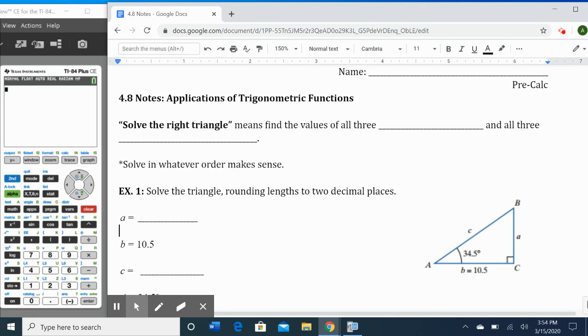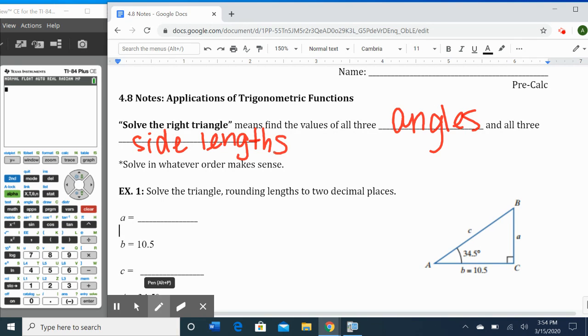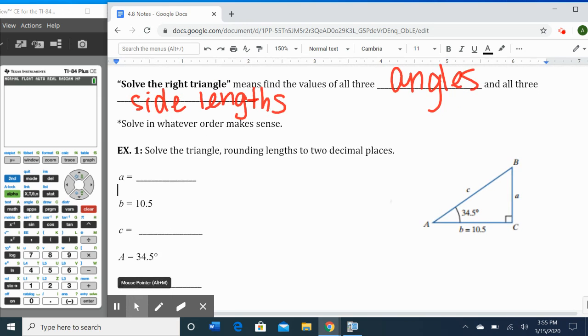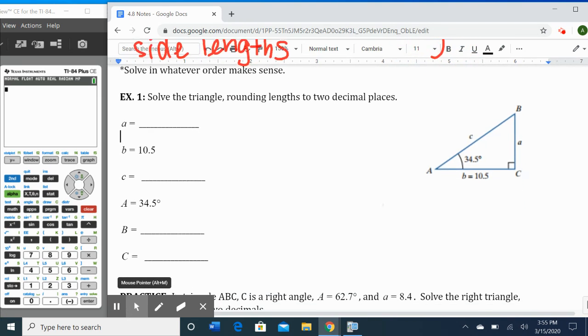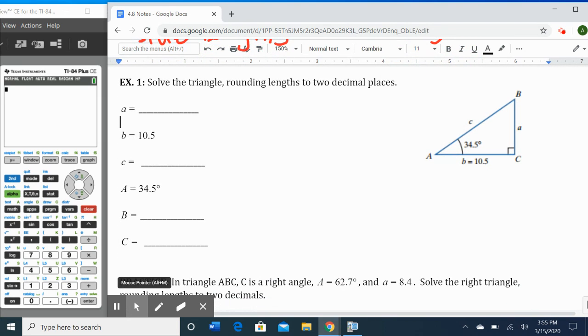So solving the right triangle means that I want to find the values of all 3 angles and all 3 side lengths. Just so you know, I'm using my finger on a touch screen, so my handwriting is probably not going to be very good. So I can solve for those 6 things in whatever order makes sense. They give me some of them, but I can go in whatever order I want. I can choose to do angles and then sides, whatever makes sense or looks easiest.